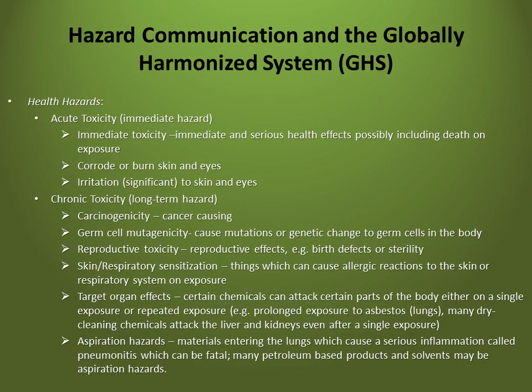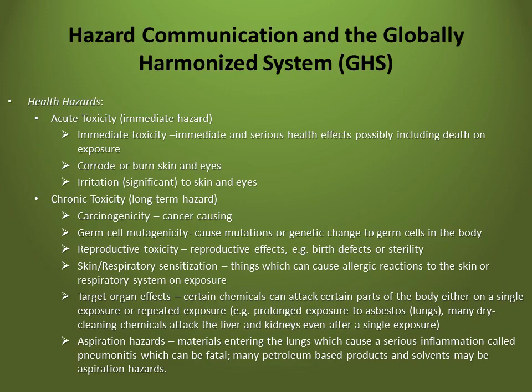Under chronic toxicity, which is long-term hazards, there's carcinogenicity, or cancer-causing. Germ cell mutagenicity. They cause mutations or genetic change to germ cells in the body. Reproductive toxicity, affecting the reproductive system, for example, in birth defects or sterility. Skin and/or respiratory sensitization, things which cause allergic reactions to the skin or respiratory system on exposure.